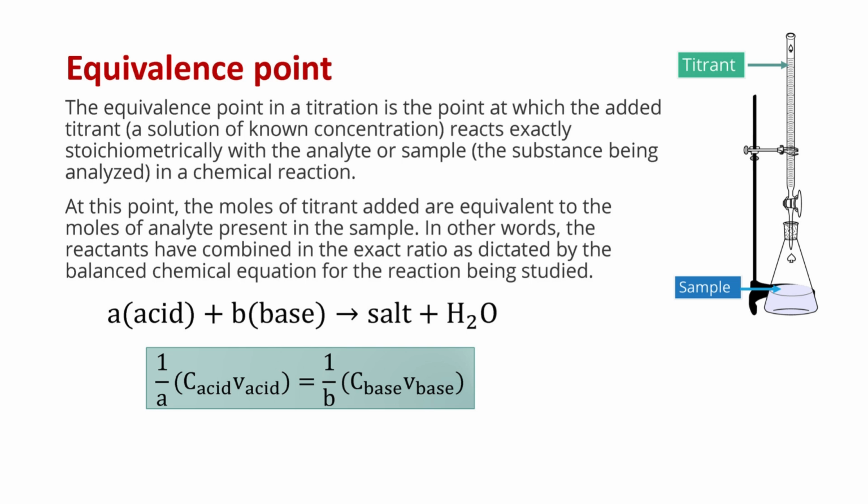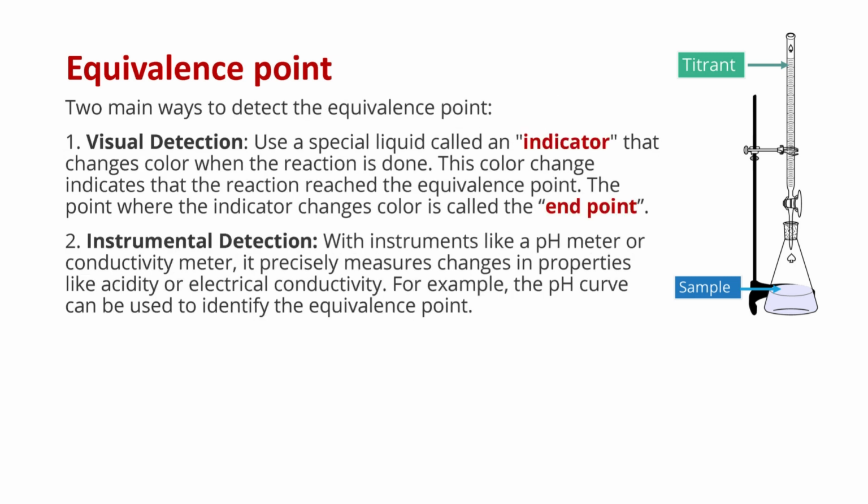The equivalence point. How do you know when you've hit it? You can't see the moles reacting. Good question. You need some way to detect it. There are two main approaches. One is using a visual indicator. This is a chemical dye that changes color very sharply at a specific pH.